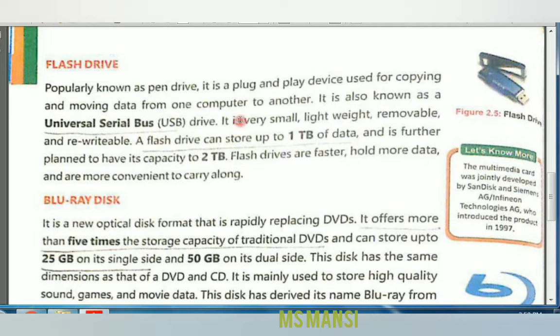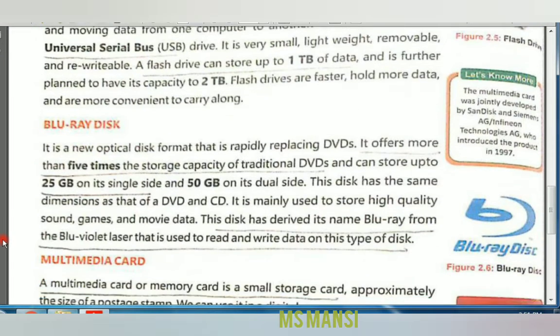Okay, so flash drive is known as pen drive. We can easily copy and move data from one computer to another. It is also known as universal serial bus. It is very small, lightweight, removable and rewritable. A flash drive can store up to 1 TB of data. Flash drives are very fast and more convenient to work with.